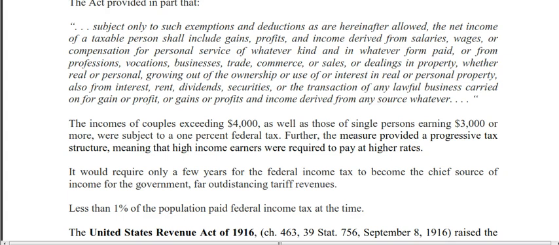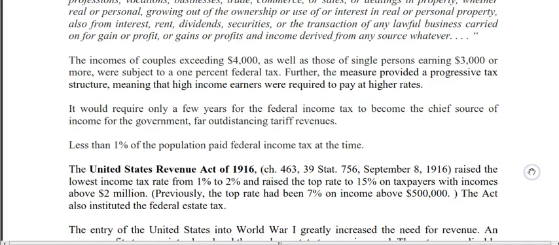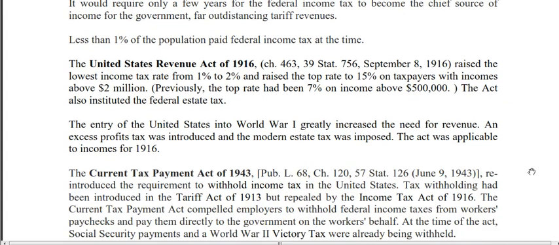The income of couples exceeding $4,000 as well as those of single persons earning $3,000 or more were subject to a 1% federal tax. Further, the measure provided a progressive tax structure, meaning that the high income earners were required to pay at higher rates. It would require only a few years for the federal income tax to become the chief source of income for the government, far outdistancing tariff revenues. Less than 1% of the population paid federal income tax at that time.